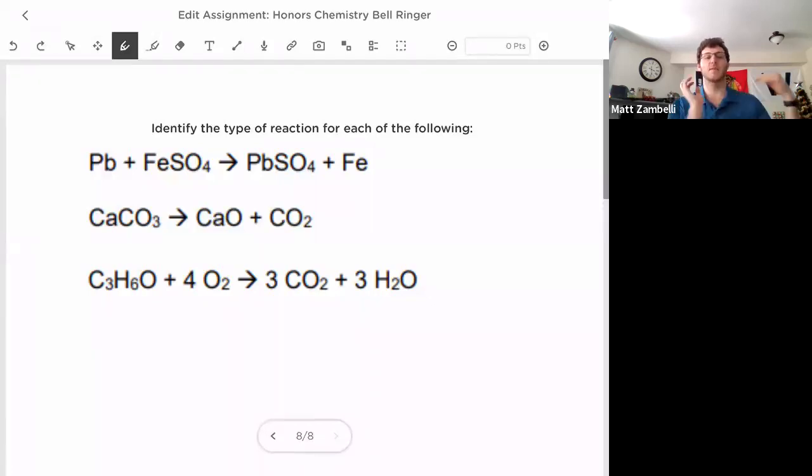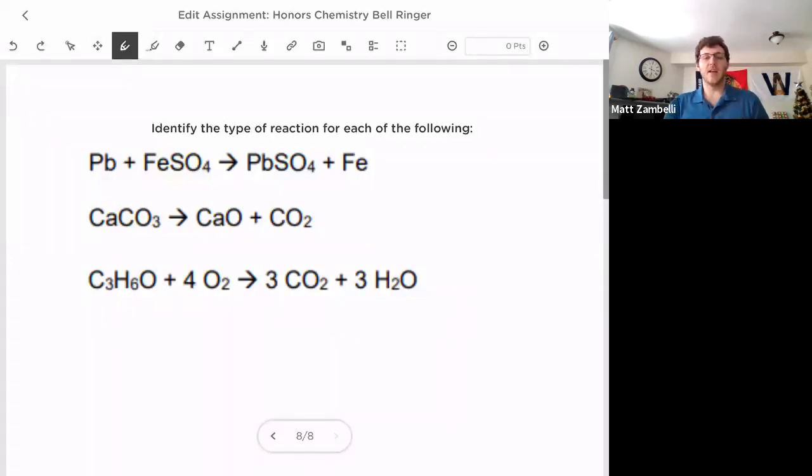As long as we're using some fuel source reacting with oxygen. So any CH with other elements can be on there, and it's making CO2 and H2O. We should know that that makes our combustion reaction. Any questions on that?